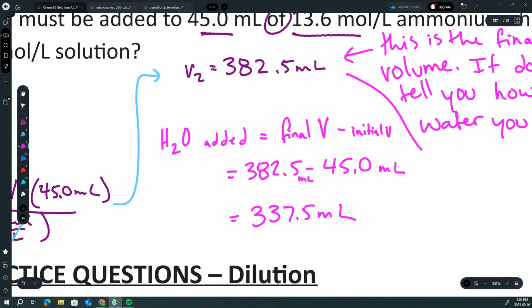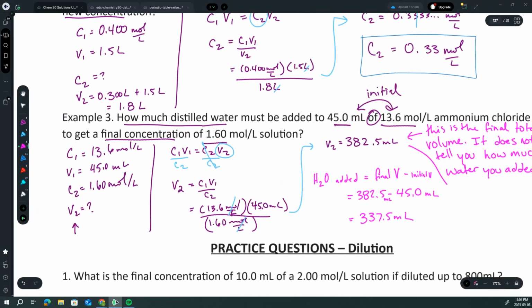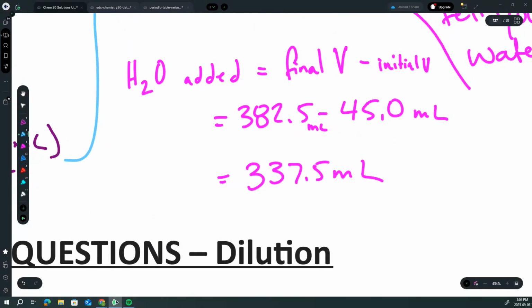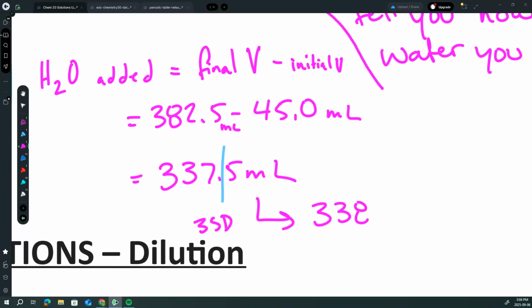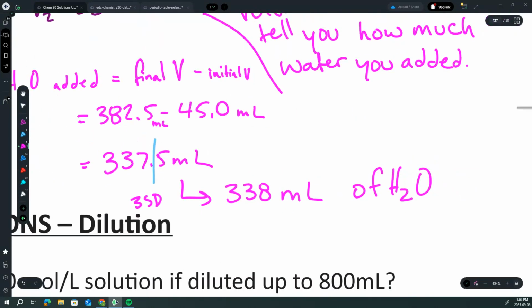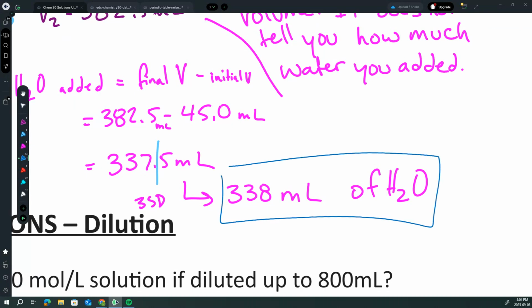So looking at our significant digits, it looks like all of the given numbers are in 3 sig digs. So our cutoff line is going to be right here. So 3 sig digs, 338 milliliters of water. And because this isn't part of a chemical reaction equation, I'm not going to worry about the state. You should be able to assume that it's liquid water.